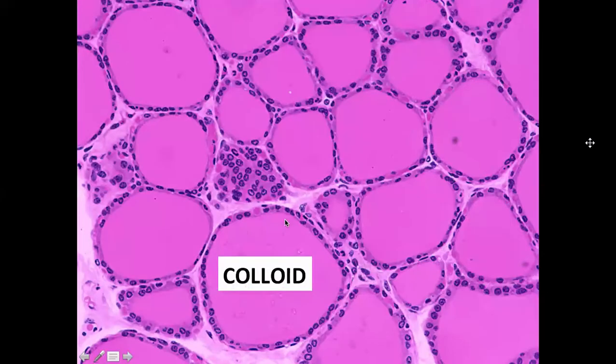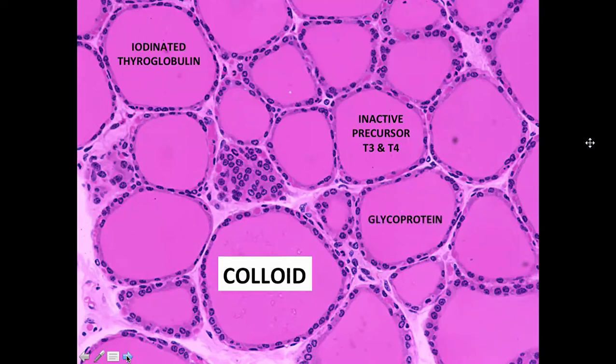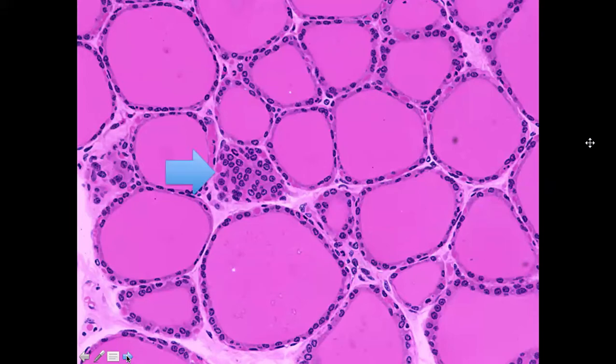The pinkish material inside the follicle is called the colloid. The colloid is made up of iodinated thyroglobulin. These are inactive precursors of T3 and T4, so they need to be activated to become T3 and T4. They are chemically made up of glycoprotein.